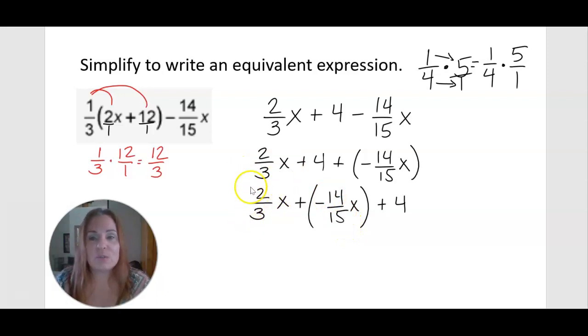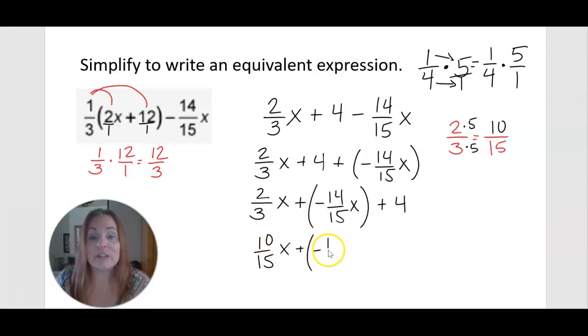So I'm going to rewrite 2/3. I'll do it over here to the side with a denominator of 15. So to do that, I would have to multiply the bottom by 5, which means I have to multiply the top by 5. So it's going to become 10/15. So now I've got 10/15 x, and I've got a negative 14/15 x plus 4.